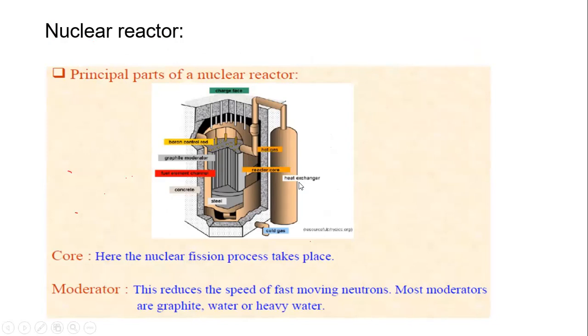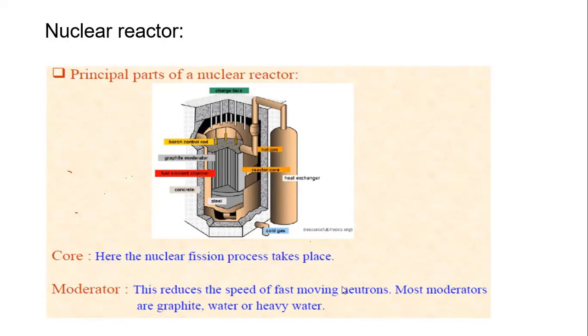This is a practical view of the reactor. These are the control rods. The yellow colors are the control rods. This is the moderator. These are the fuels, and this is the reactor core. This is the gas, heat exchanger, coolant, cold gas. In the core, the nuclear fission process takes place.